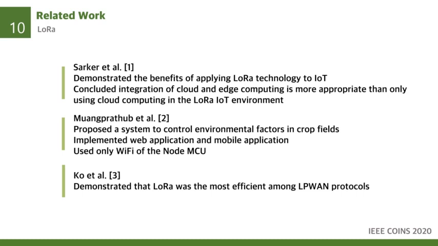Another study proposed a system to control environmental factors in crop fields. They implemented a web application and mobile application, which allowed for automatic and manual control. However, they used only Wi-Fi of the node MCU, which is different from our study, which uses the LoRa network to develop a more efficient system in terms of power consumption. Also, there was a study that demonstrated through experiments that LoRa was the most efficient among many LPWAN protocols.